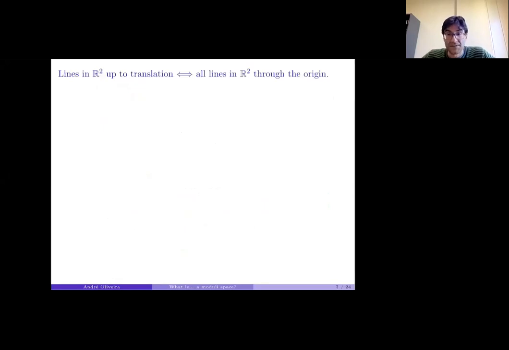Another example. Let's now look at lines in R2 up to translation. I say that two lines are the same when I can translate one to the other, namely when they are parallel. This is the same as parameterizing all lines in R2 through the origin, because I can take a line parallel to any line through the origin. A line through the origin is completely determined by a direction, which is determined by a non-zero vector.